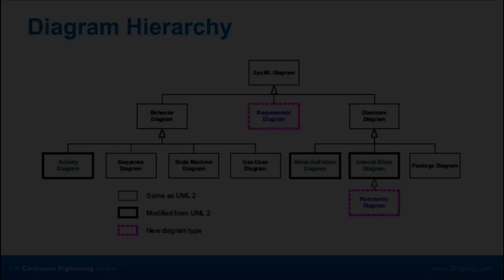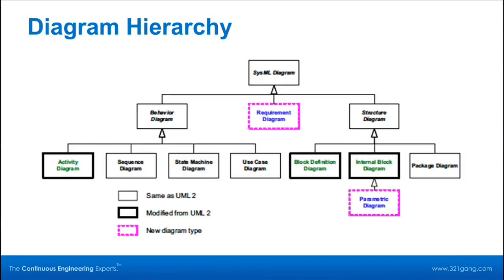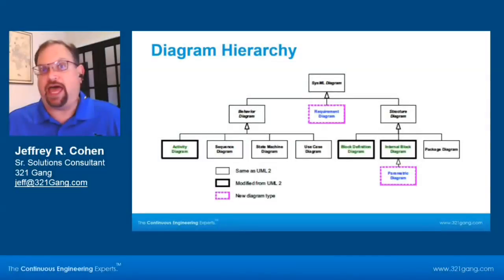Now, this diagram comes right out of the spec. And what it shows is that basically SysML has three types of diagrams. It's got requirements diagrams to say, what is the system going to do? It has structural diagrams to say, what are the parts of the system and how do those parts interact? What are the relationships and the interfaces between those parts? And there are behavioral diagrams.